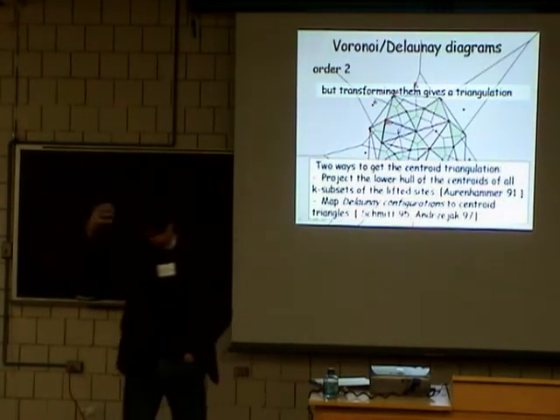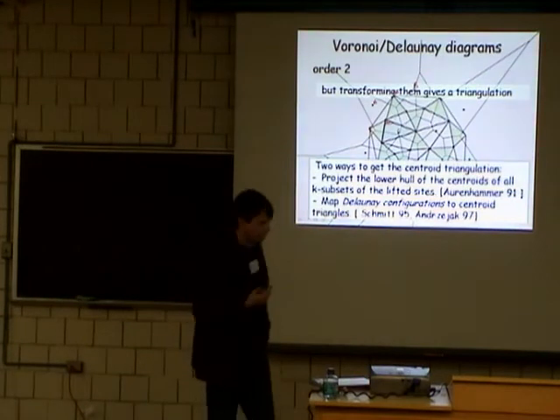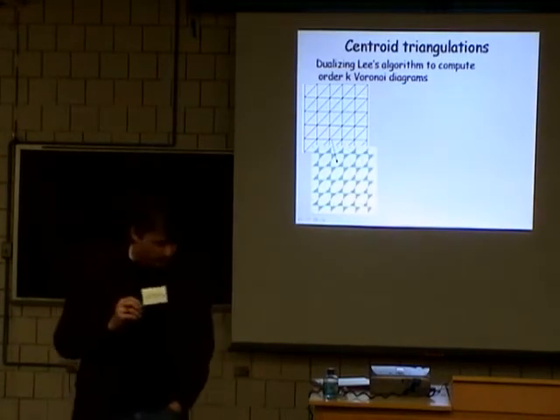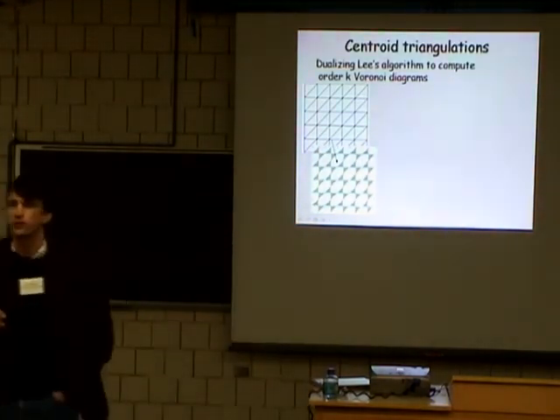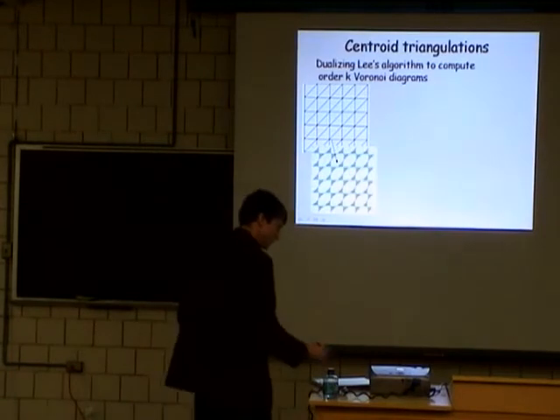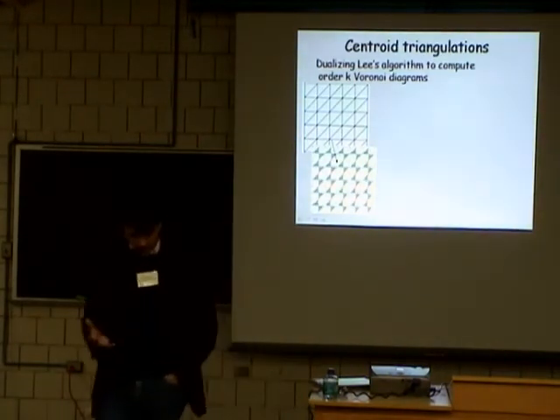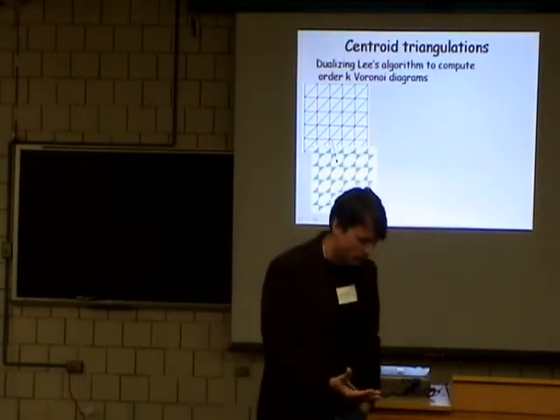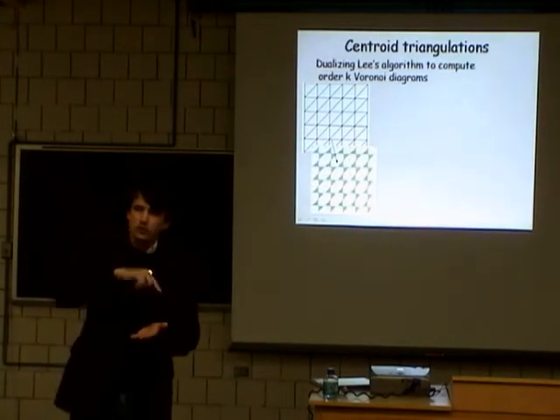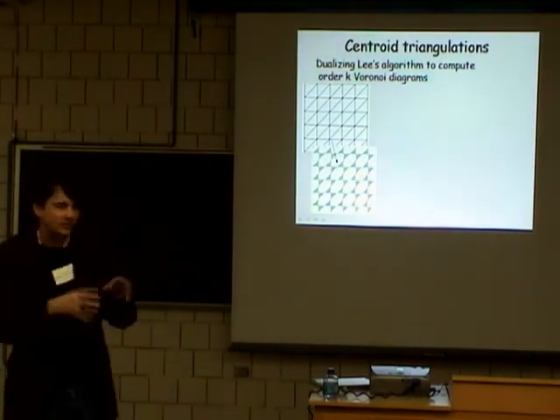There's two ways to get this. One is Arnhammer's, and then there's more recently been work by Schmidt and Andrea computing these directly, sort of mapping the Delaunay configurations to centroid triangles. So there's an algorithm by D.T. Lee for computing these higher order Voronoi diagrams, which we can look at as computing this higher order Delaunay triangulation. Okay, and D.T. Lee's algorithm is fairly simple. It says, if you want a higher order Voronoi diagram, you compute the order 1 Voronoi diagram, and for every cell, you delete the point, and then you recompute the Voronoi diagram with that point missing, and then you put that point back, because that point is going to then be inside the cells of everything else.